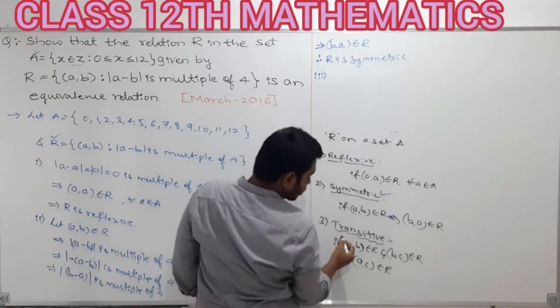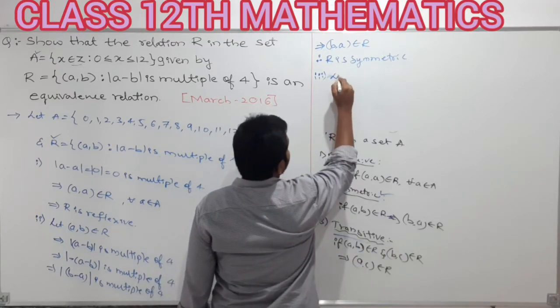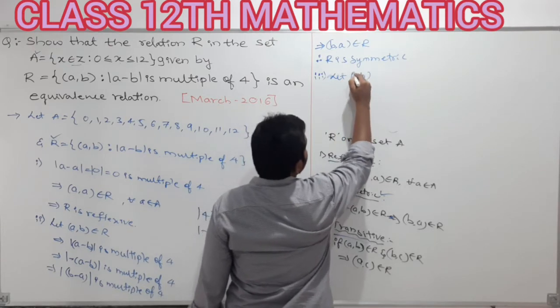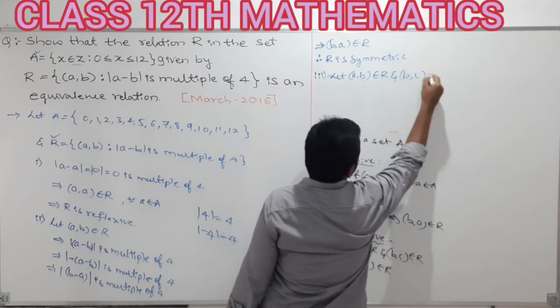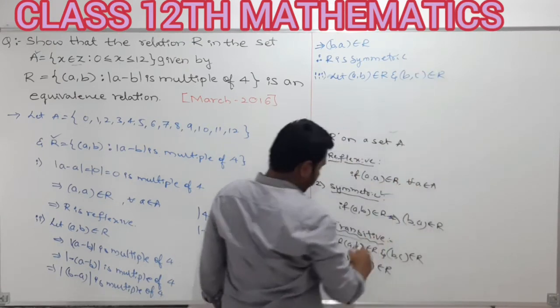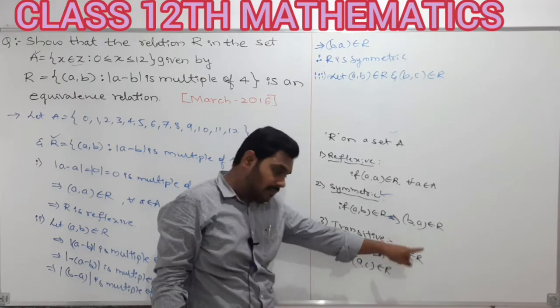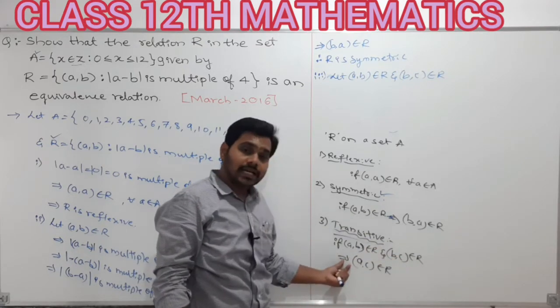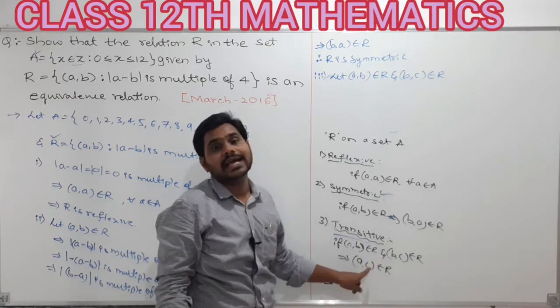And next the third condition is transitive. So what is transitive, my dear students? Let a comma b belong to R and b comma c belong to R. What is the condition we have? If a comma b belongs to R and b comma c belongs to R, then we should check the transitivity property, whether a comma c is there or not.